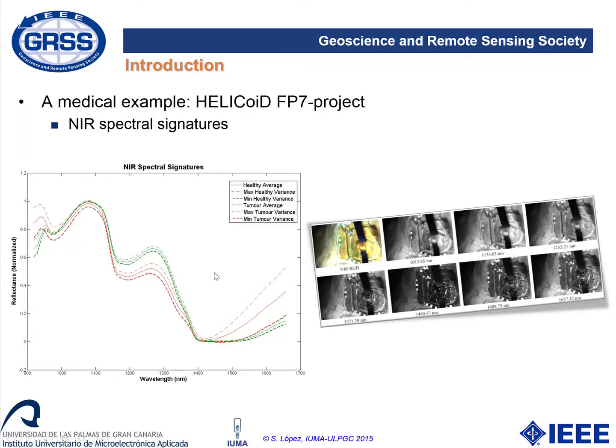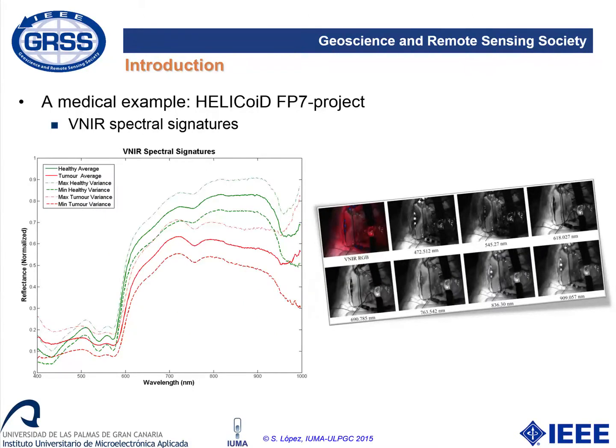And as you can see here on this graph, we have plotted the spectral response captured by this camera by pixels that we know are healthy and pixels that we know are non-healthy. We are in particular plotting the average, the maximum, and the minimum. But what we can conclude from here is that in this spectral range there are almost no differences between the healthy and non-healthy tissue.